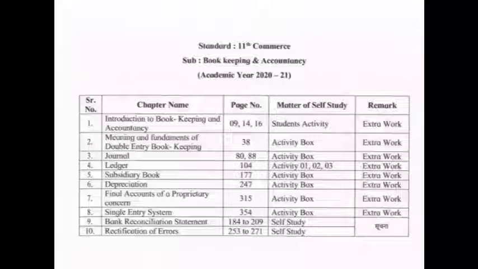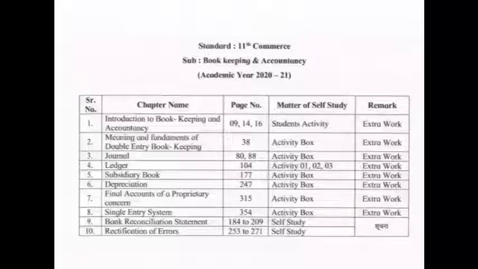Second chapter, Meaning and Fundamentals of Single Entry System and Double Entry Bookkeeping. On page number 38, one activity part is there. That activity part is deducted from your syllabus for this year only. Now the third chapter is journal and ledger. In journal, the activities on page numbers 80 and 88 are deducted for this year. And in ledger, page number 104, activities 1, 2, 3, are deducted for this year only.